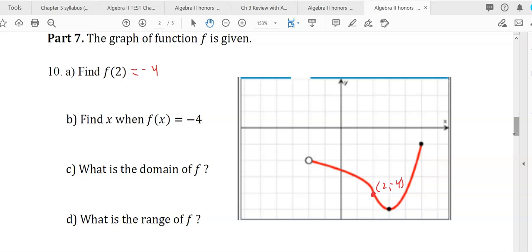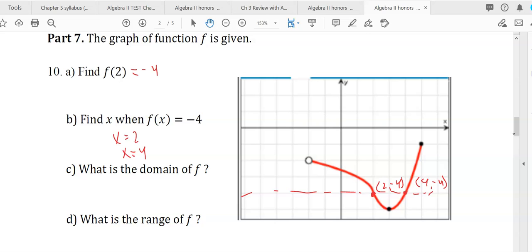When f of x equals negative 4, so it's saying when the y value is negative 4, what would x be? Well, it looks like there's actually two values here where the y value is negative 4. So it looks like at 4 comma negative 4 and 2 comma negative 4. So when x equals 2 and when x equals 4. So you're kind of mentally drawing a line wherever the y value is negative 4 and saying, where does it cross this function? It crosses twice. And those are the two x values I need.